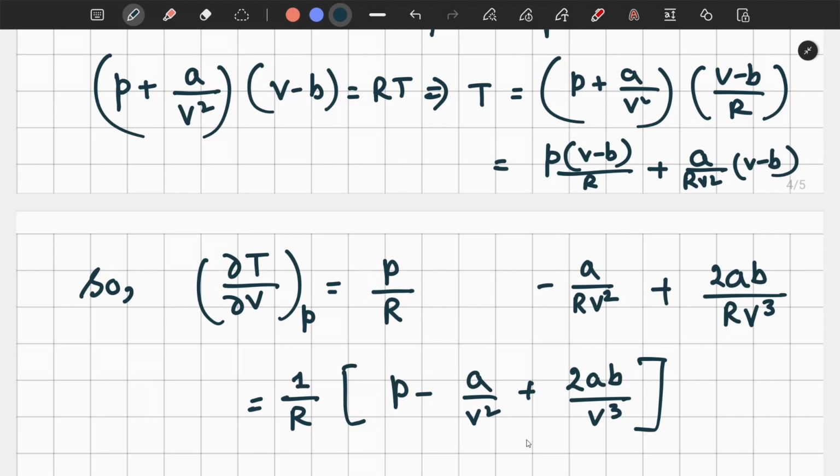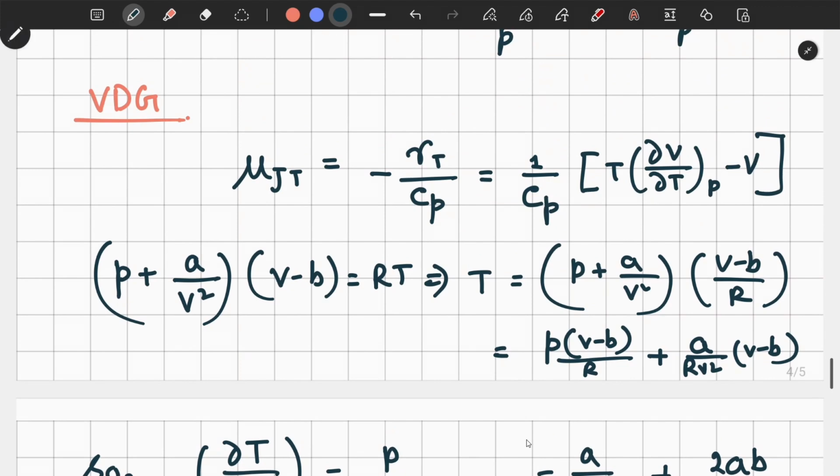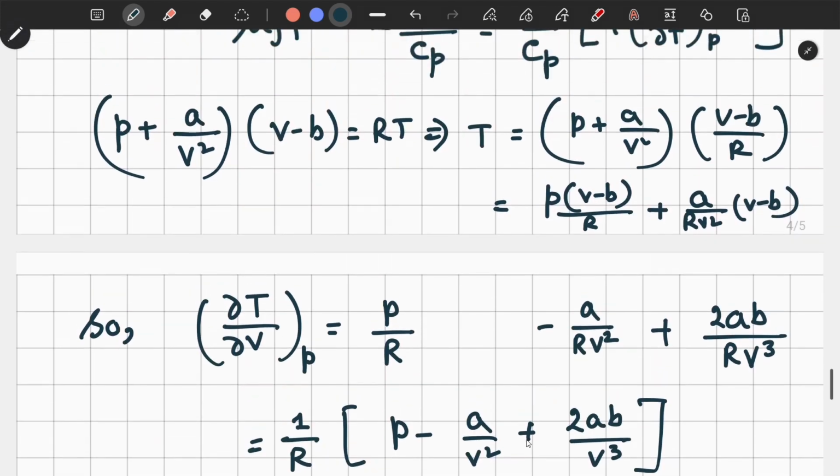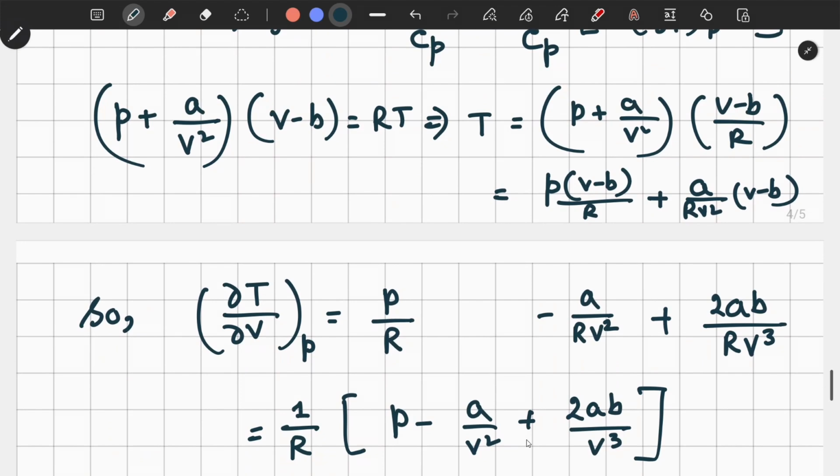They are using actually this value. This is not this. Actually, del T del V at constant P. Okay, no. Yes, del V del T at constant P, right? This del V del T is written as R by P minus A by V square. Means this part is not there. So that's why I'm looking. Is there any mistake or not? Probably they have just ignored it because A, B are multiplied. Okay, that's the case, I think.